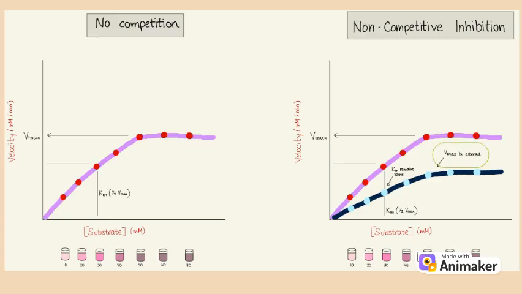Vmax decreases because the enzyme's overall ability to convert substrate to product is reduced. However, Km stays the same, as the inhibitor doesn't stop substrate from binding, it just slows down the overall reaction.